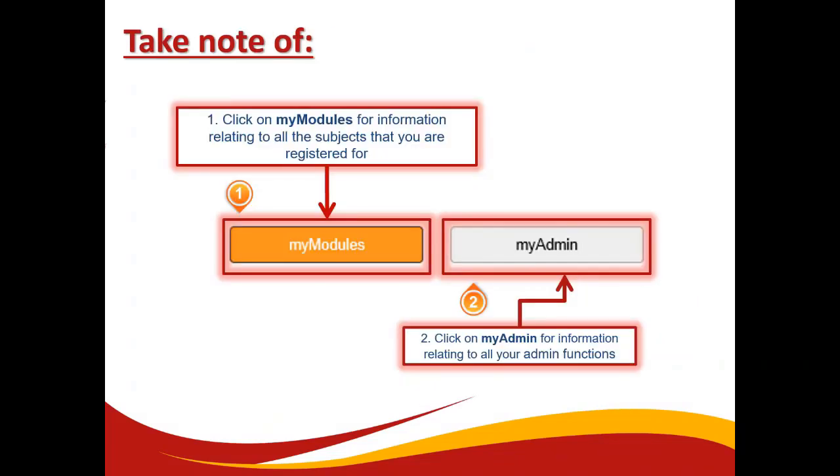Right, please take note that when you log in, you have two tabs. One is called My Modules and the other one is called My Admin. Under My Modules is all your information that relates to the subjects you are registered for. So everything you need to do with those subjects will be under My Modules. My Admin, on the other hand, is only admin functions: your account, your registration, anything that has to do with your personal information, etc. That is all on My Admin.